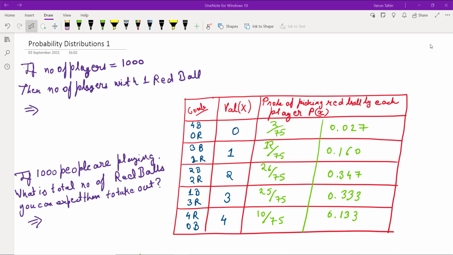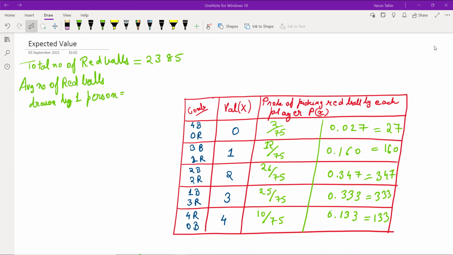So as we said, if the number of players is 1000, then the number of players with one red ball would be 0.16 into 1000, which is 160. Likewise, for each one of these we can calculate it. So this will be 27, 160, 347, 333 and 133. If these are the numbers and 1000 people are playing, what is the total number of red balls you can expect them to take out? For this, we will multiply this value with the frequency of their occurrences. So this becomes 0, because 27 multiplied by 0 is 0, and for the others we will just mention it here.